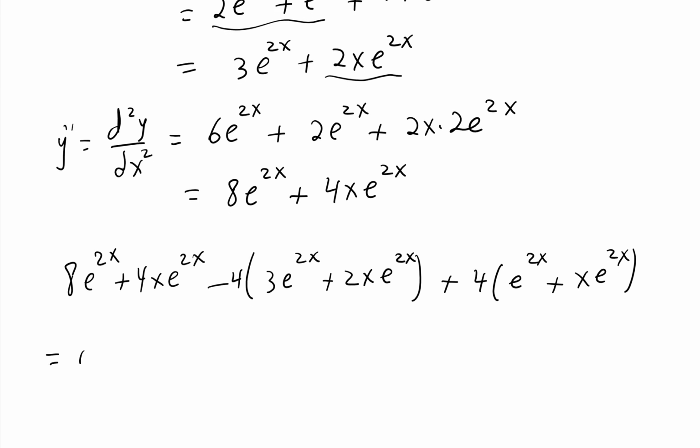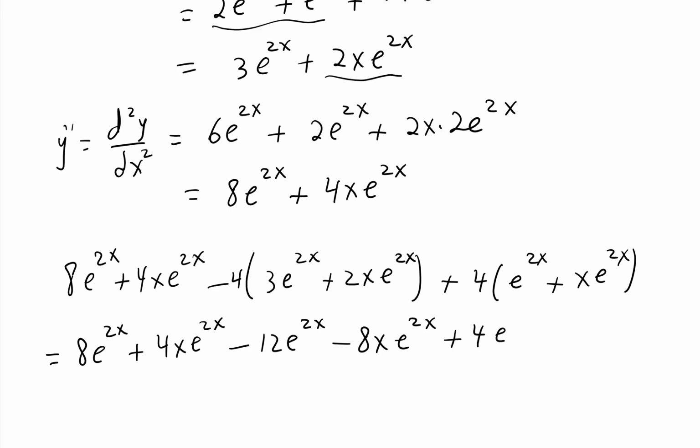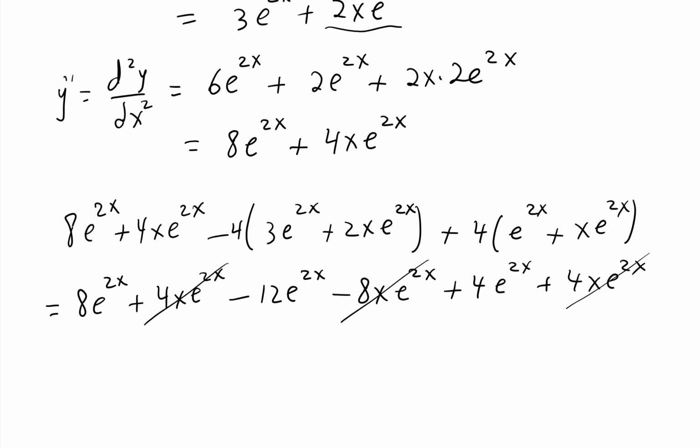We must obtain a 0. 8e to the 2x plus 4x e to the 2x, keep this the same. Multiply this out: minus 12e to the 2x minus 8x e to the 2x. Multiply: plus 4e to the 2x plus 4x e to the 2x. The 4x and 4x is 8x, which cancels the middle one. 8 minus 12 is negative 4, with a positive 4, that gives us 0. So that tells us that this is a solution.